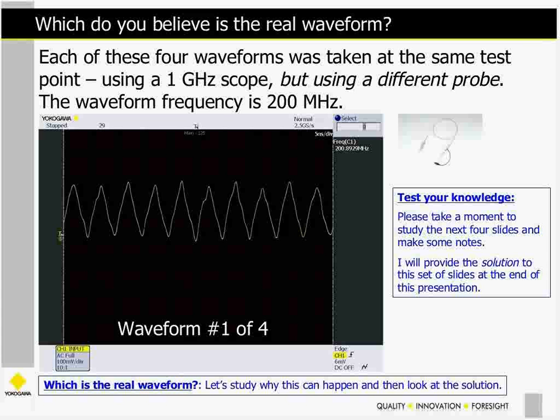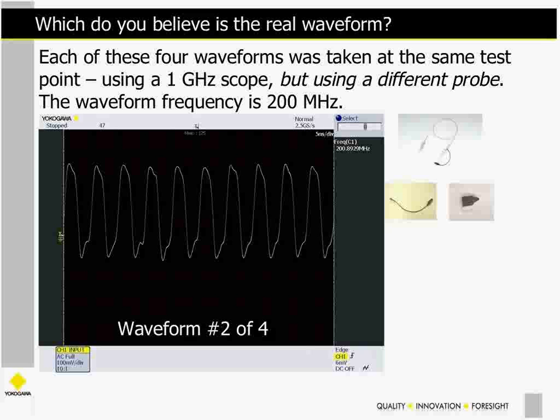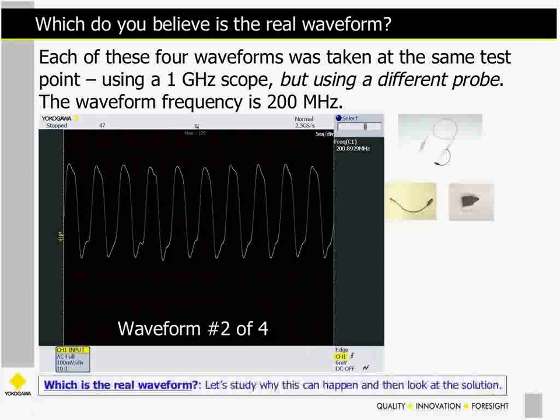Okay, here's the same waveform, same scope, a little bit different setup. I'm using the same passive probe, and that's this probe here. That's a 500 megahertz 10-to-1 passive probe. It has a 10 mega ohm input impedance. And instead of this long ground lead, I'm using a shorter ground and a little tip that allows me to shorten or reduce the length of my connections to the test point. And so the waveform looks a little bit different here. This is waveform number 2 of 4.